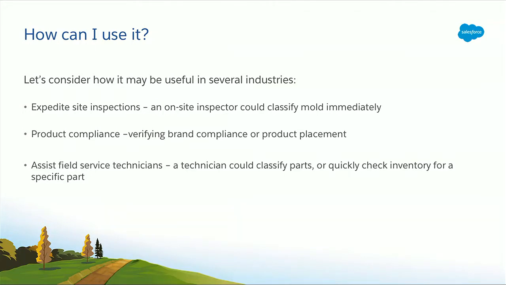Going back to kind of how can I use this, there are several industries where this could be really useful. You could use it to expedite a site inspection. So if I'm an on-site inspector, I could snap a photo of mold and have that instantly classified. Like, what type of mold was that? And the really powerful thing about that is that I don't have to be a subject matter expert, right? I could be anywhere in the field, snap a photo. I could have my subject matter expert build those models for me. So they're taking and classifying all the photos in advance. And then I'm tapping into that on the fly by just snapping a photo of it.